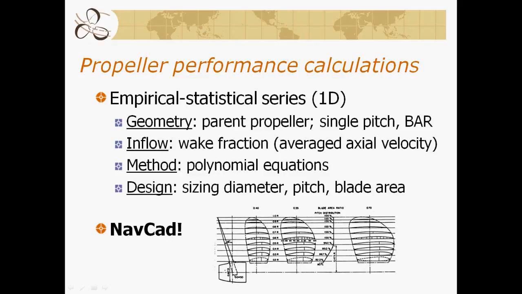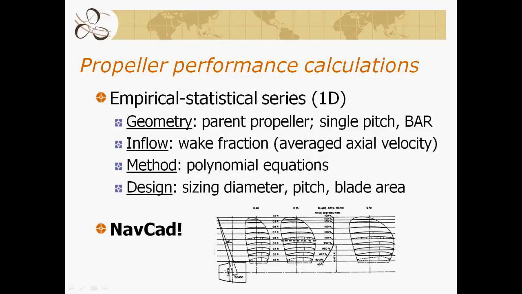Empirical or statistical series. Many of you will be familiar with the B series, for example, and there's a graphic at the bottom of the screen that shows the blade outlines, foil shapes, and pitch distribution for the standard 4-blade B series propeller. Now, this is often characterized as a 1D calculation, where the geometry is based on a parent propeller, and that propeller has a single pitch that represents its entire pitch distribution.